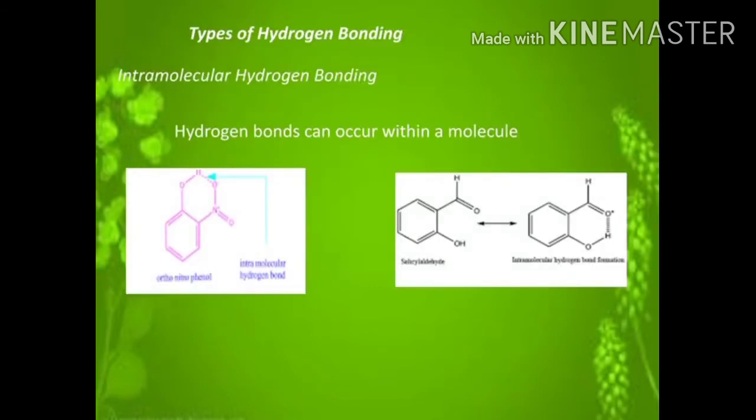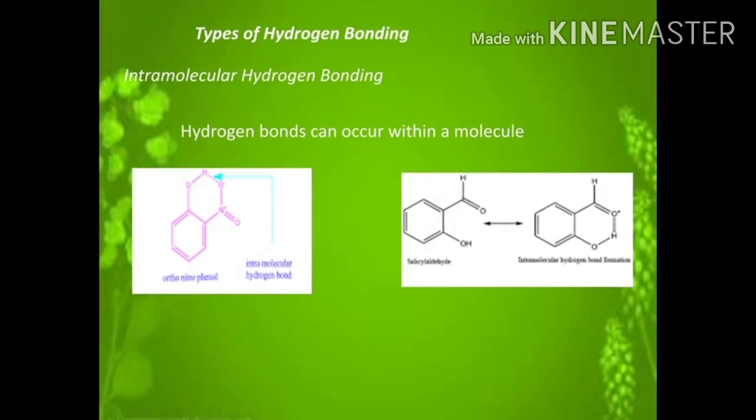Next topic, types of hydrogen bonding. Two types of hydrogen bonding are possible. One is intramolecular hydrogen bonding, another one is intermolecular hydrogen bonding. First type is intramolecular hydrogen bonding. Intra means within. So, intramolecular hydrogen bonding means hydrogen bonds can occur within a molecule.